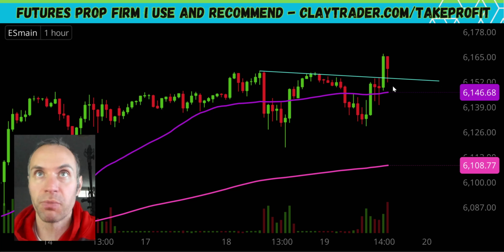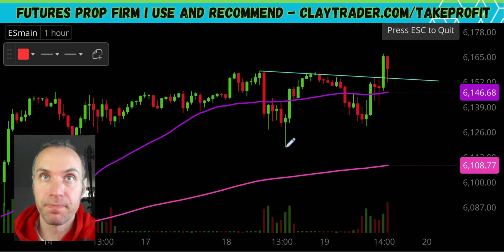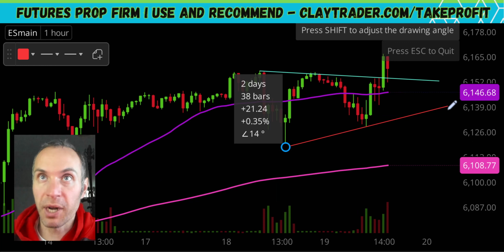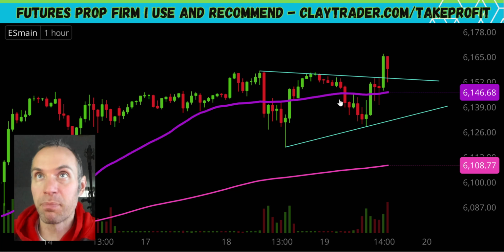When levels of resistance are broken, you want to see them act as support. So continue to watch that area right there. And then just from more of an overarching standpoint, if the price does pull back more, then I could see that trend line also coming into play. But right now, we have the breakout of the wedge.